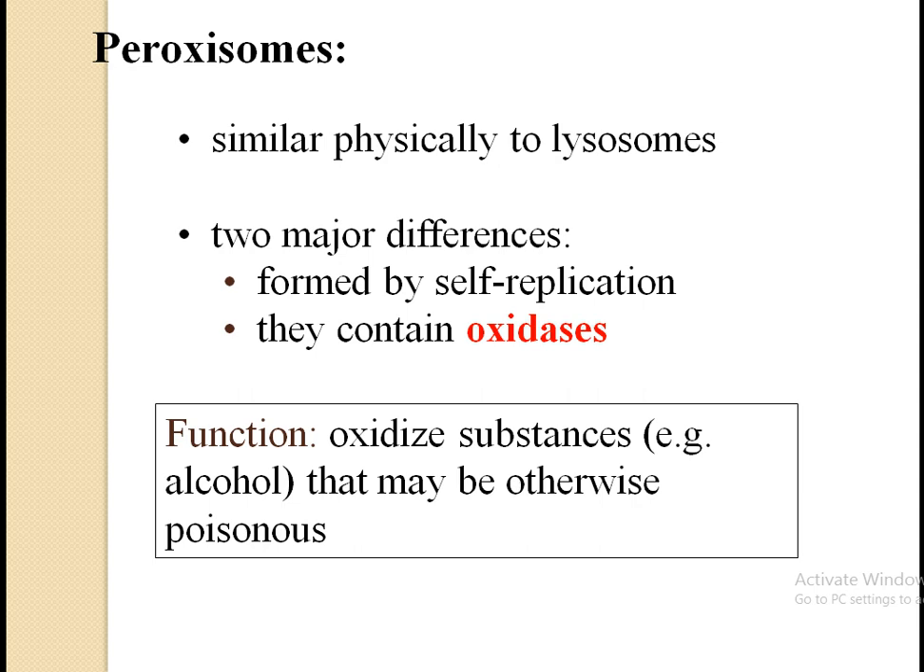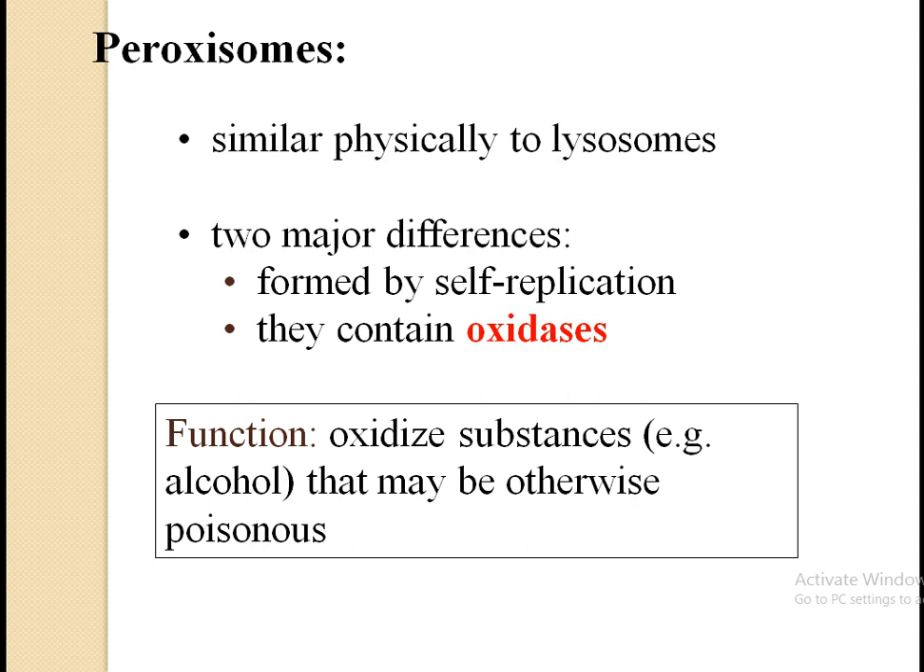They are similar physically to lysosomes, but they are different in two important ways. Number one, they are believed to be formed by self-replication. So this thing you must remember, that they are self-replicating, rather than formed from the Golgi apparatus. And the second thing is that they contain oxidases rather than hydrolases.